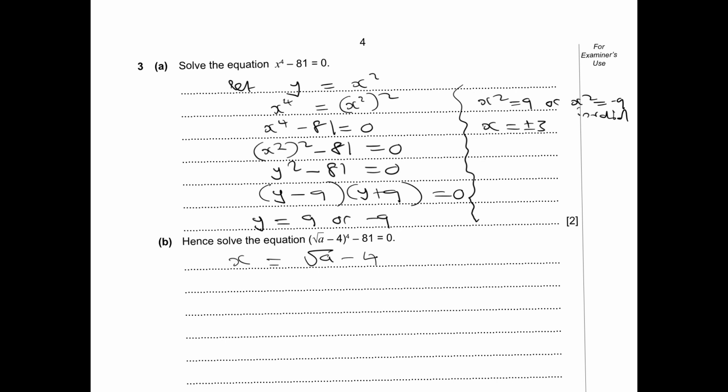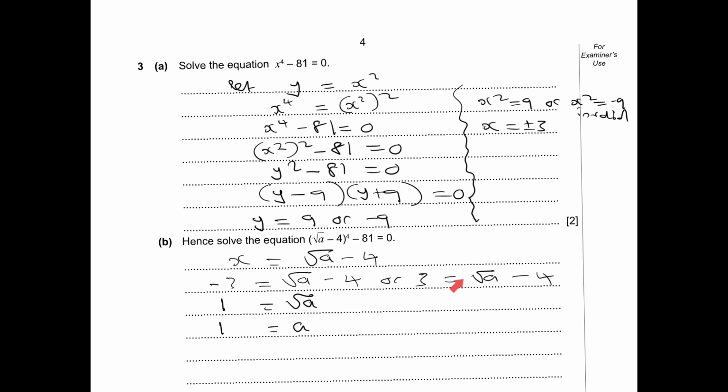Now remember, x is equal to positive 3 or negative 3. So we are going to have here negative 3 is equal to square root of a minus 4, or positive 3 is equal to square root of a minus 4. So solving the first part, if we take negative 4 to this side, negative 3 plus 4 will give me 1, is equal to square root of a. Squaring both sides, I'm going to get a is equal to 1.